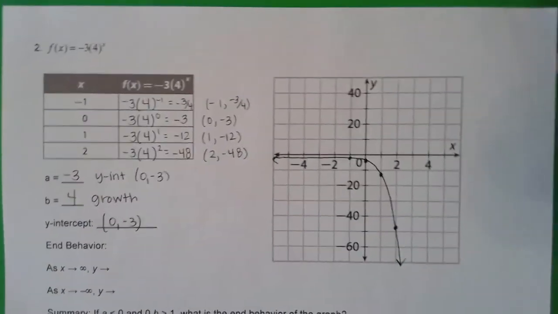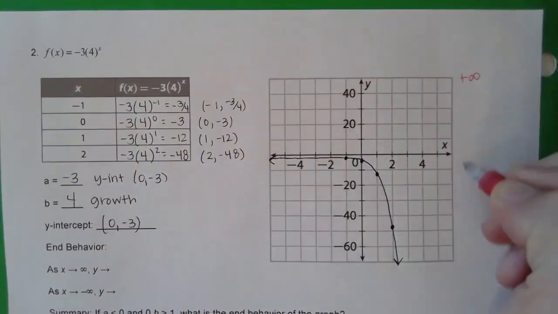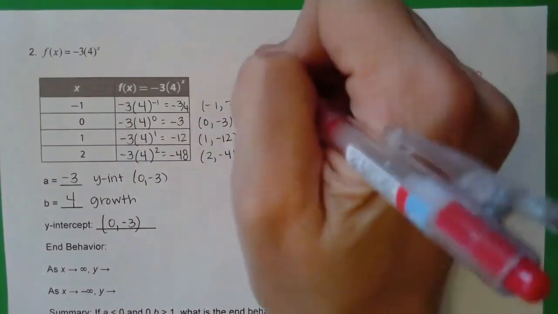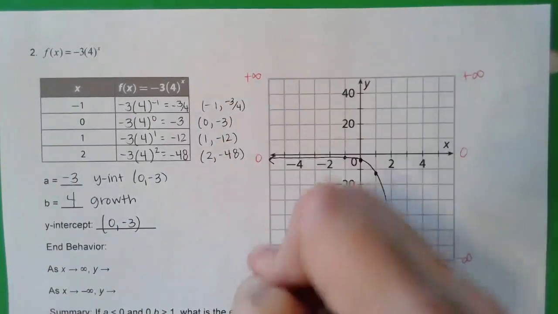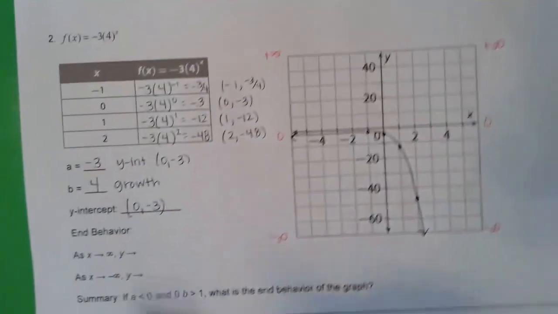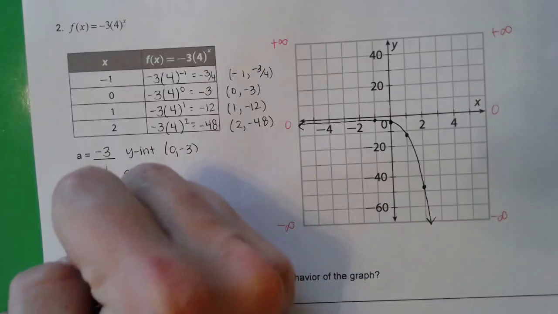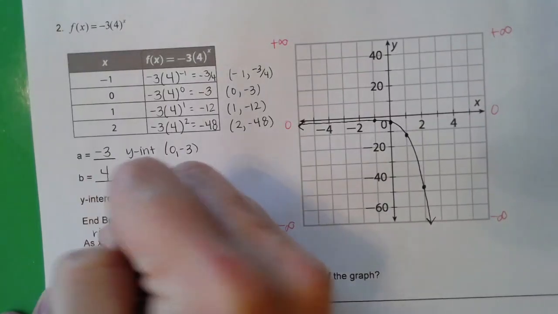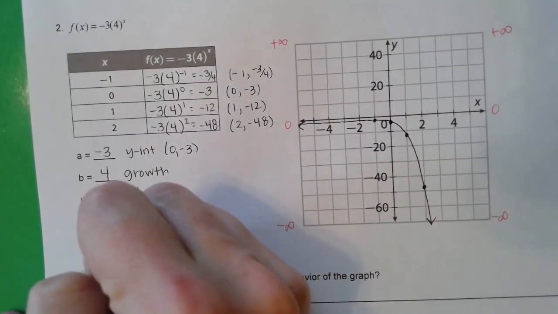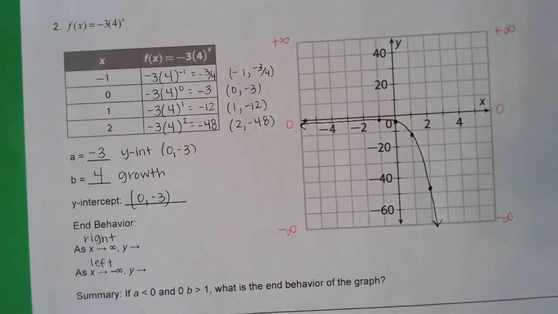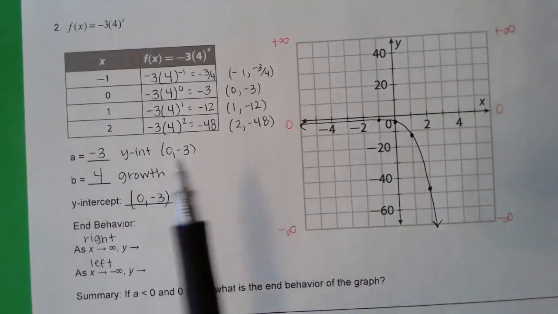Remember, for end behavior for this one, you've got positive infinity, 0, and negative infinity, and then you've got positive infinity, 0, and negative infinity. And so as x approaches positive infinity, that means as the graph goes to the right, and then as x approaches negative infinity, that means as the graph goes to the left. Because remember, your x-axis is the one that goes this way.